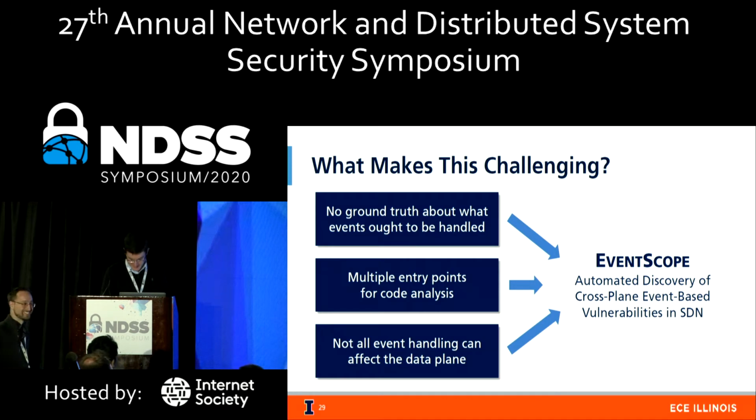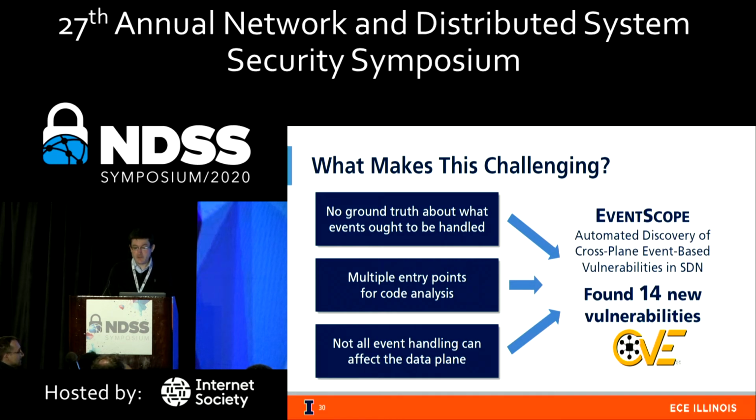But yeah, awesome. So all of those challenges from before, we designed a system to help us there that we called EventScope. EventScope allows us to analyze SDN controllers and apps to discover where these cross-plane event-based vulnerabilities exist. And to give a preview of this, we were able to find 14 new vulnerabilities in the ONOS controller using this approach, which we were quite excited about. So let's take a look at the details of the system.